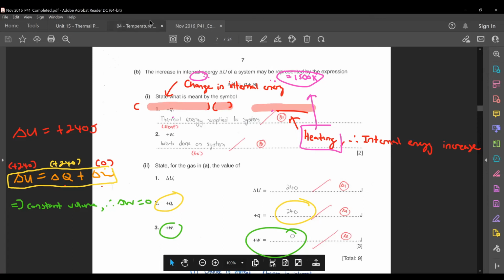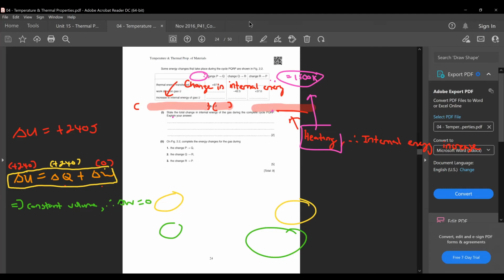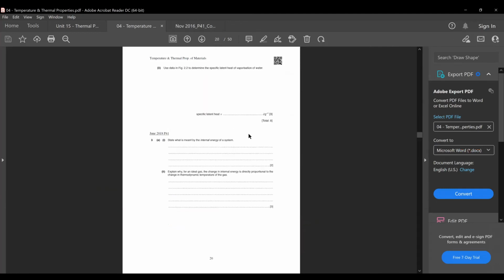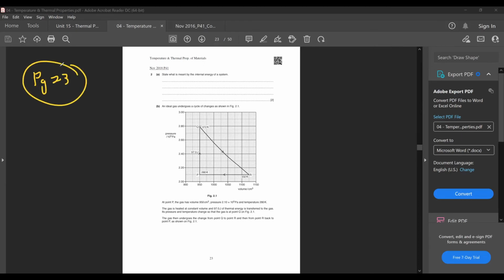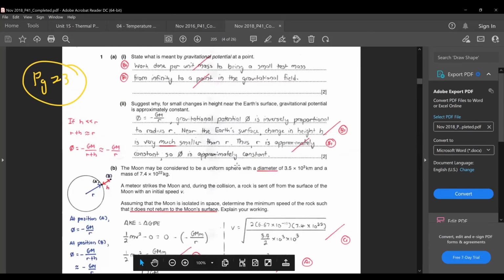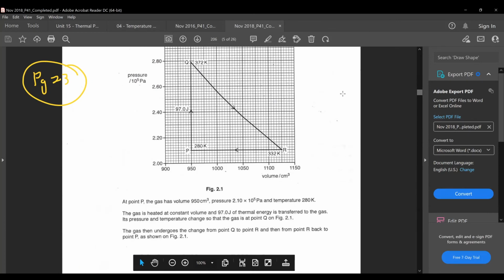This one will be page 24. Okay, let's go to page 24. This one probably will be a better example. Let's go on to page 23. Sorry, not 24. Okay, November 18, P41. This one, let's go through this. This one is question 2, I think.